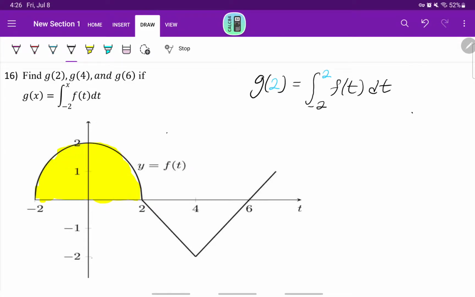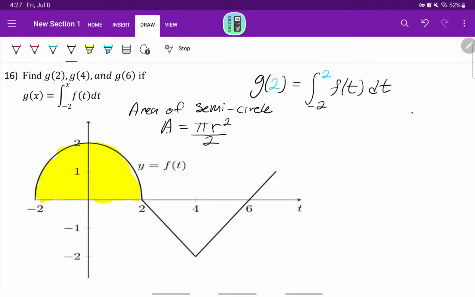Now we should know the area of a circle. The area of a circle is A equals pi r squared. But this is only half of a circle. This is a semicircle. So the area of a semicircle is going to be pi r squared divided by 2 because it's only half.